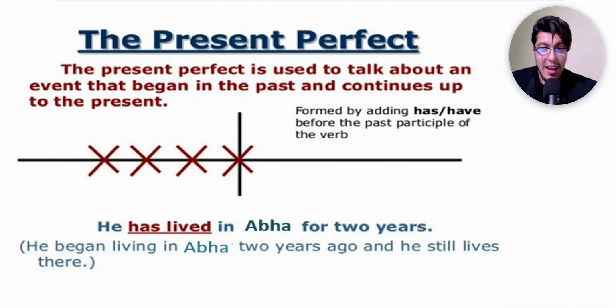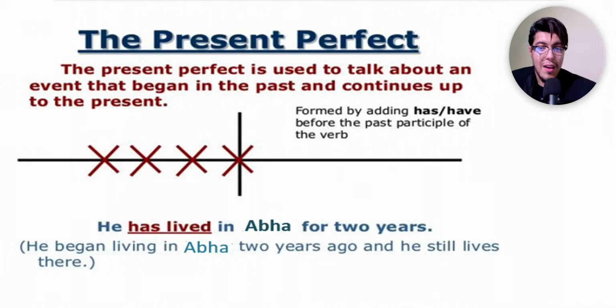And here comes the present perfect. The present perfect is used to talk about an event that began in the past and continues up to the present. It means that the action started in the past in a continuous manner near to the present. It's formed by adding has or have before the past participle of the verb.